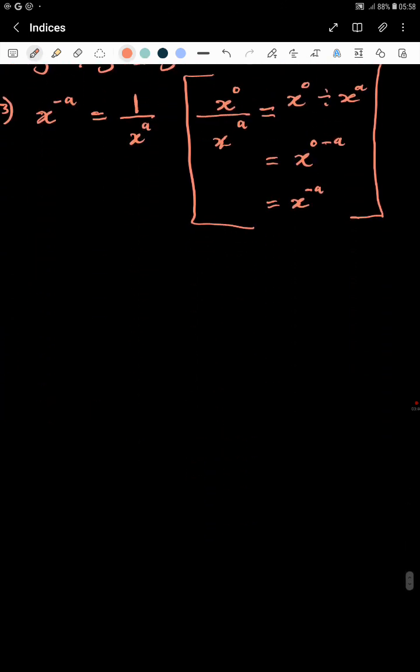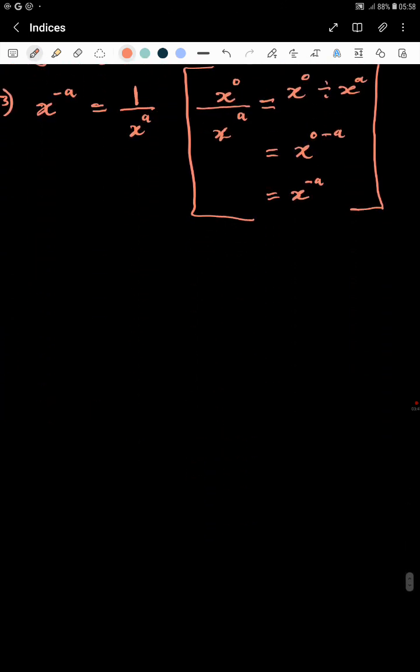So we are saying if we have 5 to the power negative 2, it's equal to 1 over 5 to the power 2, which is equal to 1 over 25.